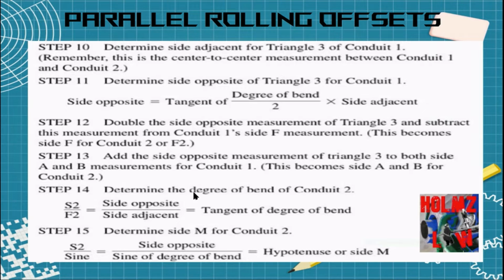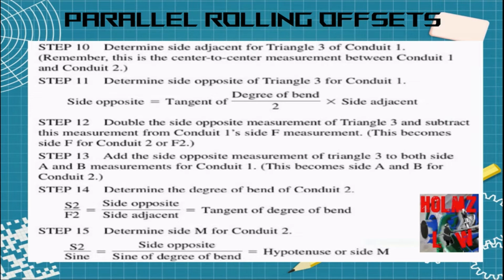Now, for this one, we're working on conduit 2. So determine the degree of bend of conduit 2. Now you're going to go back to the same steps that you did before, only now you're going to use some of the numbers that you did earlier. So S2 divided by F2, which is the side opposite divided by the adjacent side, is going to give you the tangent of the degree of bend. You're going to remember that degree of bend, because you're going to need it. After you have that, you're going to hold on to that number.